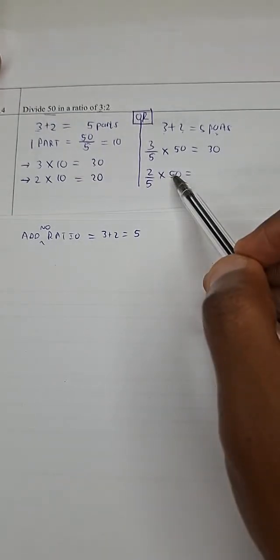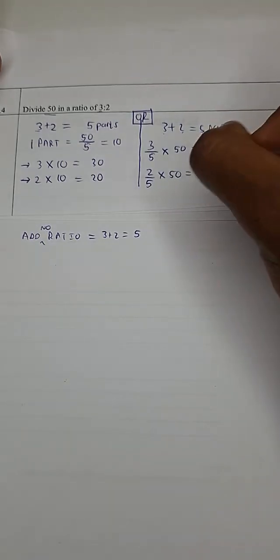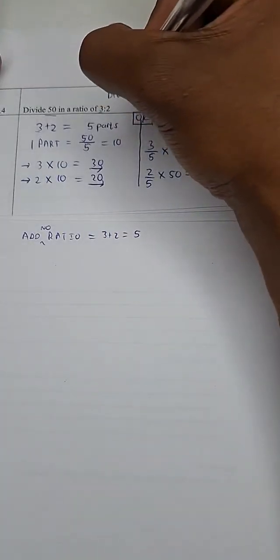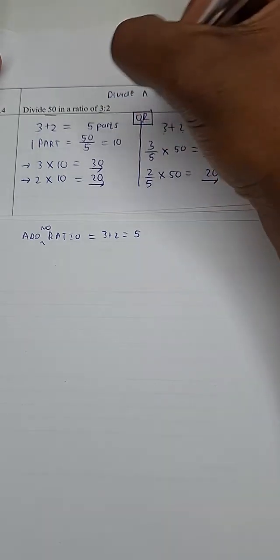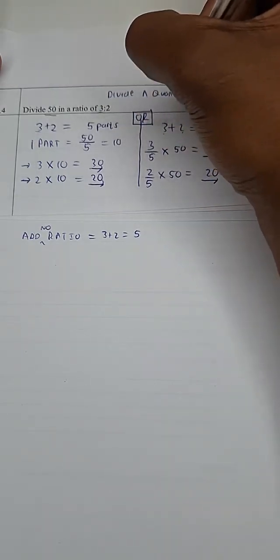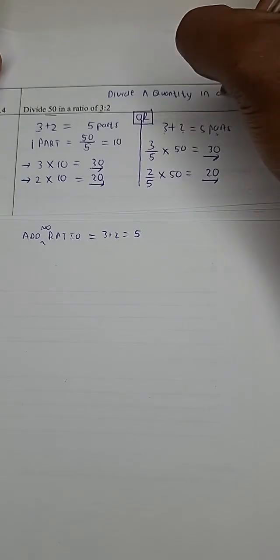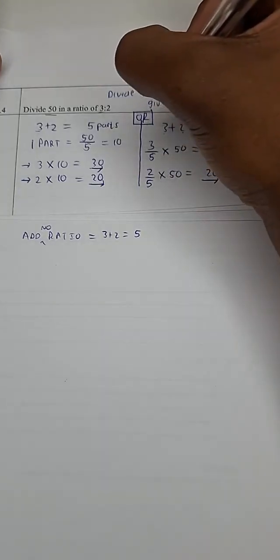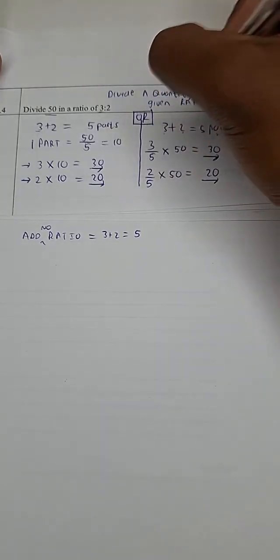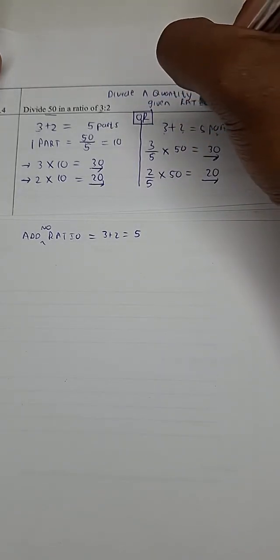5 goes into 50 how many times? 10. Then 10 times 2, that gives you 20. So guys, this is how we divide. You divide a quantity in a given ratio. We all need to know how to divide a quantity.